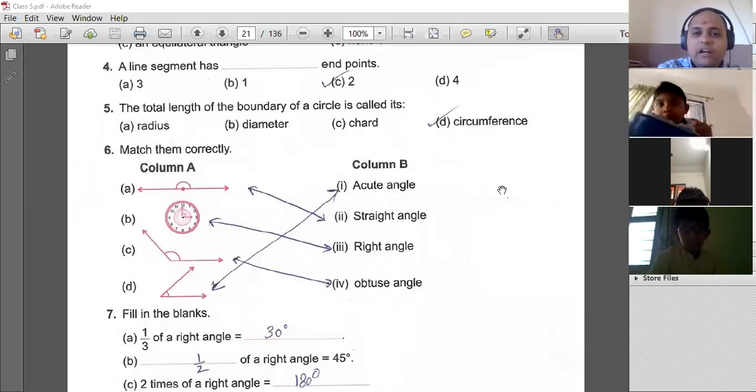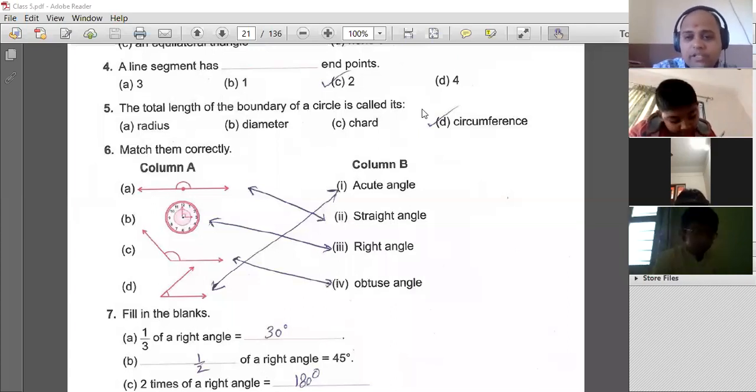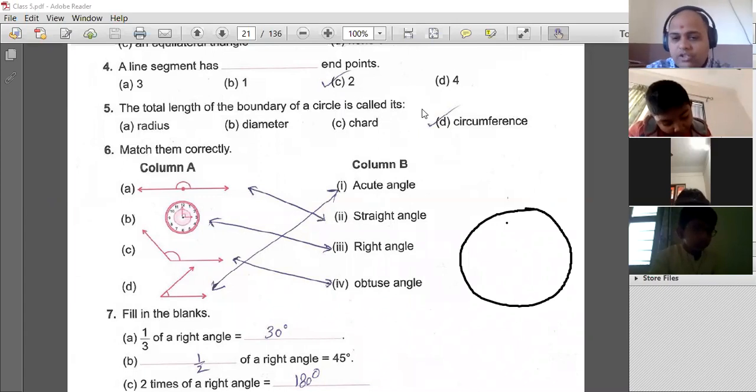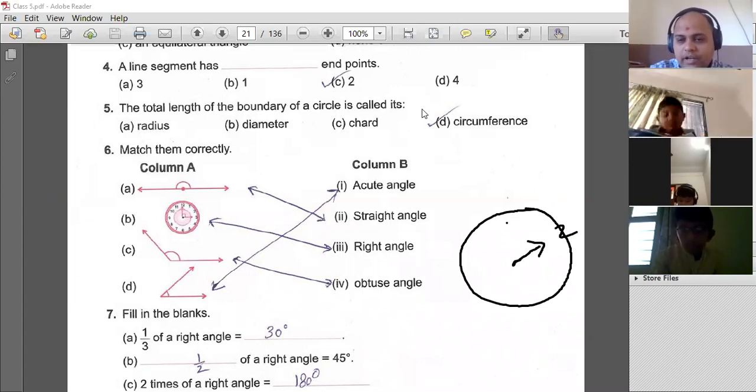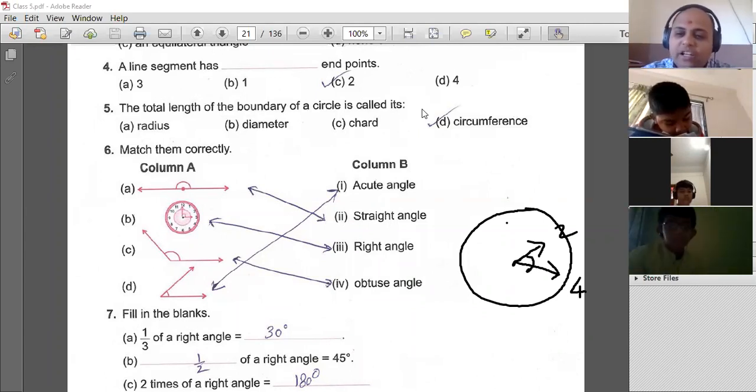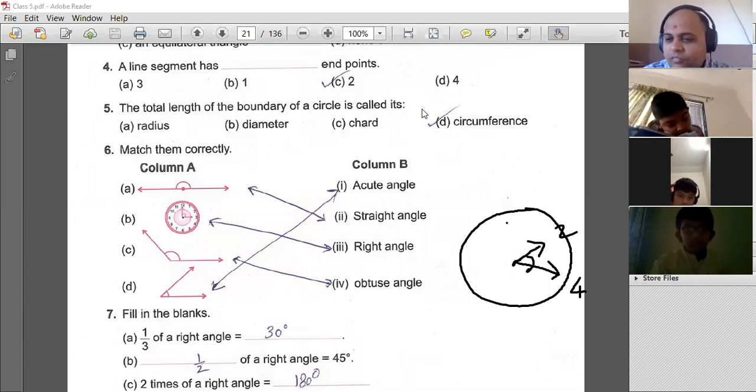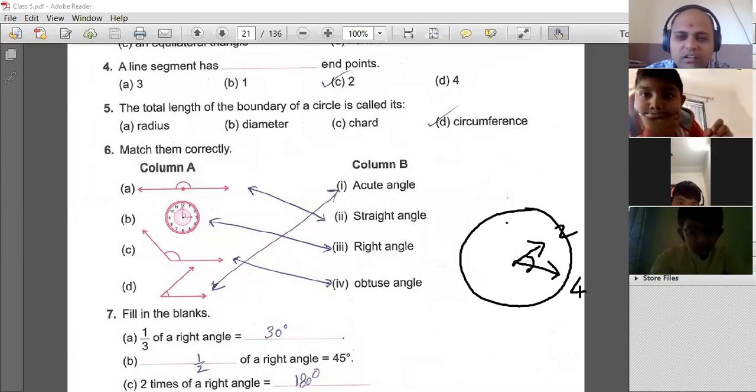Say for example, you have a clock here, and the time is, say, 2 here and it's somewhere around 4. So look at this angle. Now, can you guess whether it is more than 90 or less than 90? Speak up. Can you guess whether it is more than 90 or less than 90? Sir, less than 90. Less than 90, that's it.